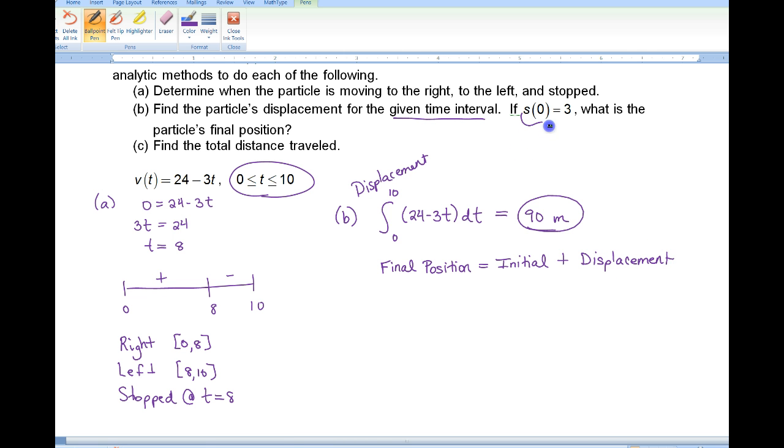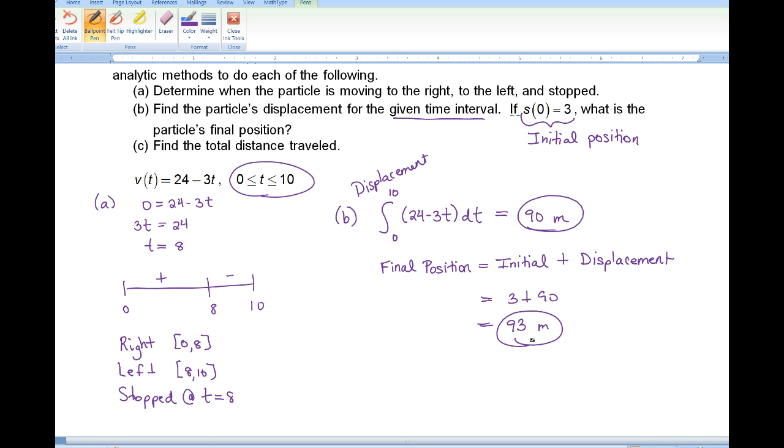Now, this here, S of 0, this is my initial position. Because remember, what I have here is time. So I'm saying the position when time is 0 is equal to 3. So I have 3 plus my displacement, which was 90. So 3 plus 90, we get 93. And that's meters. So I'm ending up at a position of 93 meters.